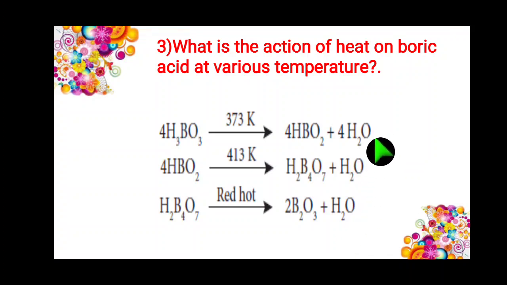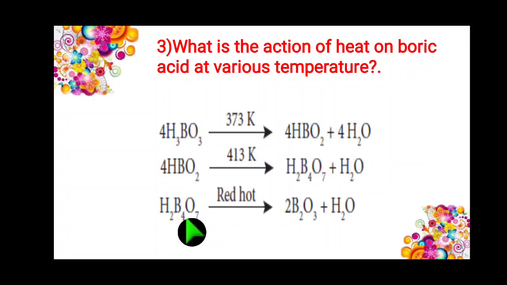These equations are already balanced. For balancing, we go to see the boron. The first equation is auto balanced. In the second one, on the right side we see boron 4, so on the left side make it 4. After writing the 4, hydrogen left side 4, right side also 4. Oxygen left side 4 into 2, 8, right side also 7 plus 1, 8.